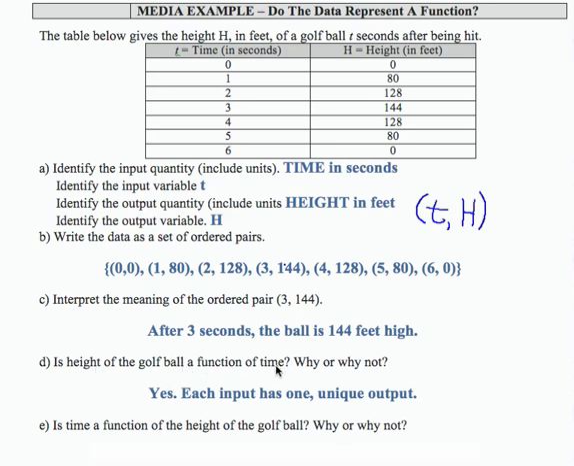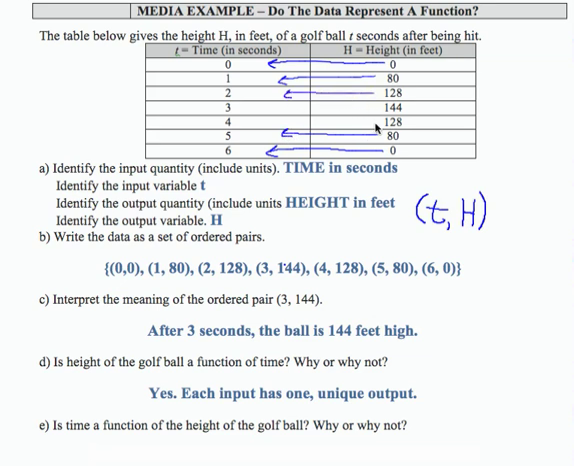Now, if we turn this relationship around and we ask, is time a function of height? Then height would be the input. Time would be the output. So if you look at your input values here, you'll notice that the 0 goes to more than one output. So 0 goes to 0, and 0 also goes to 6. So there's a 0 to 0, 0 to 6. We also have 80 that goes to multiple values, as does 128.